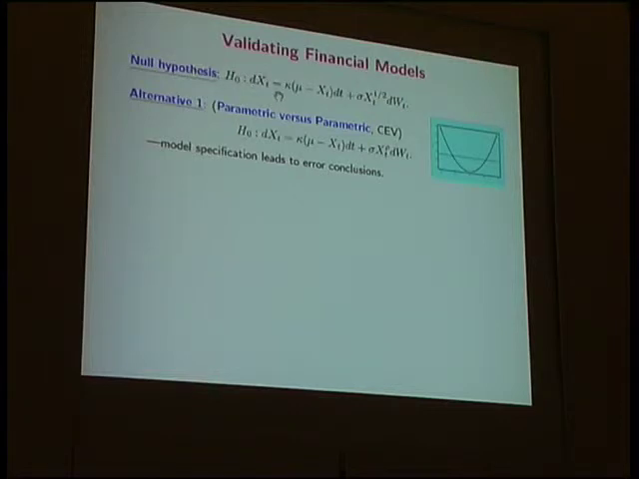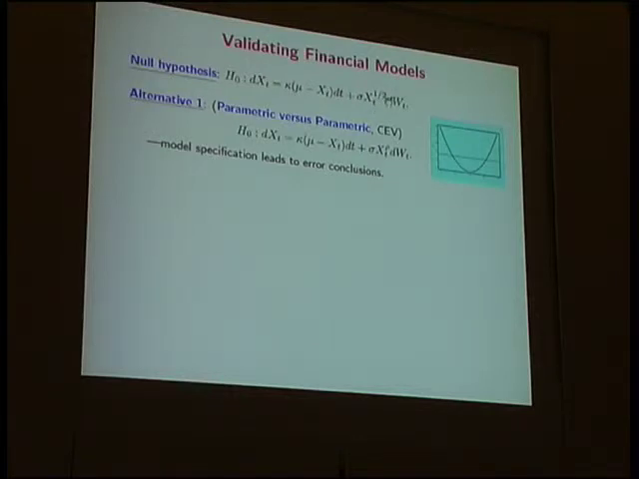Like for example, if I ask, does the CIR model fit the interest rate? The null model is the CIR model. There's no ambiguity here. So you have three parameters: the long-term mean, the speed of mean reversion, and the volatility, with the square root.